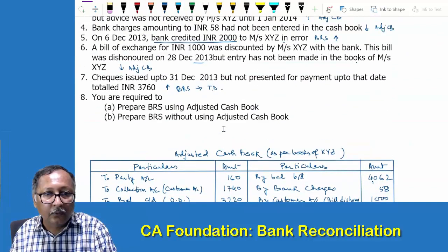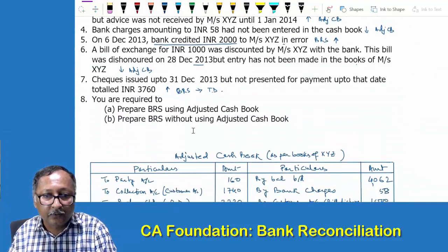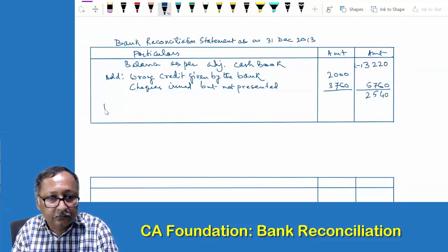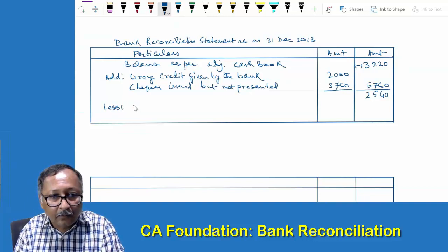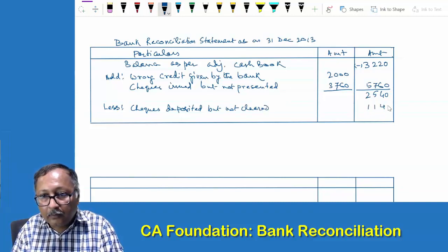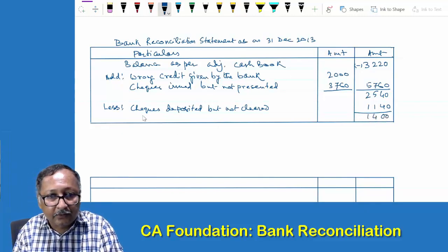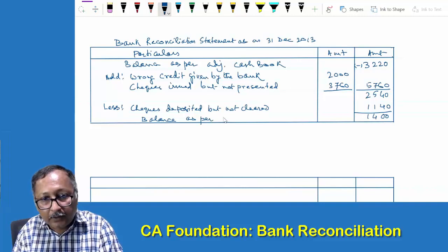2540. Now we have one more entry. Check deposited but cleared on 3rd of January, 1140. So we'll reduce that. Less: checks deposited but not cleared, 1140. So if I take this minus this, we get 1400. So this is balance as per passbook.